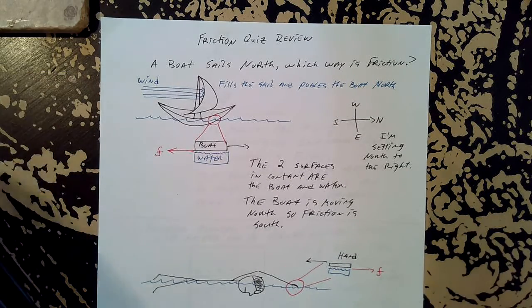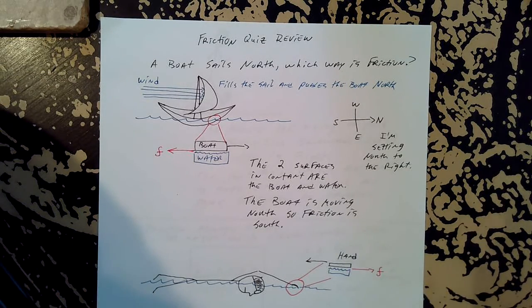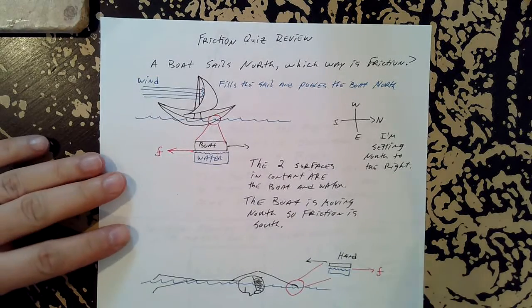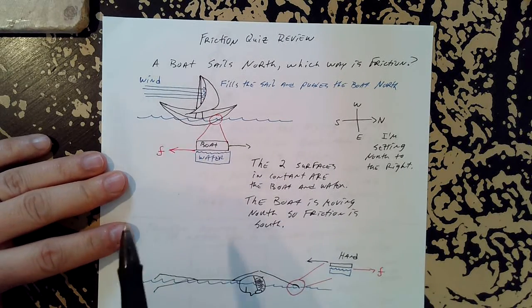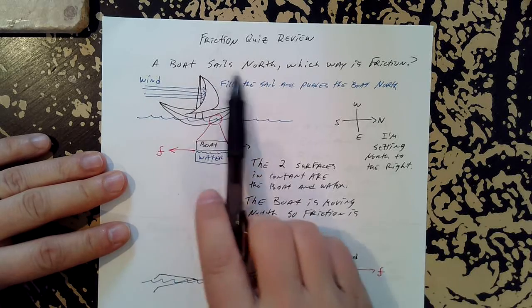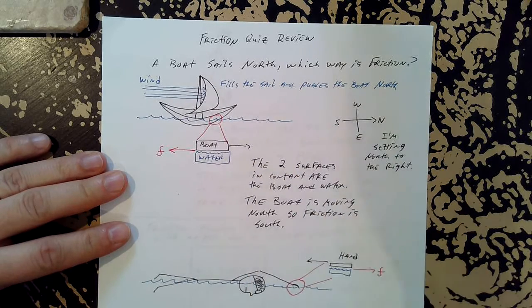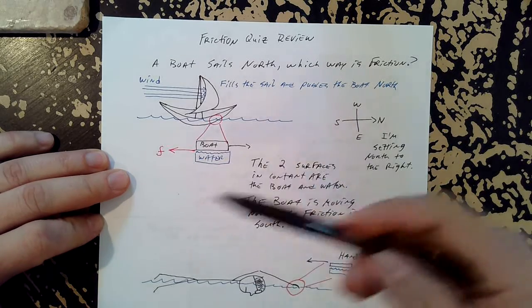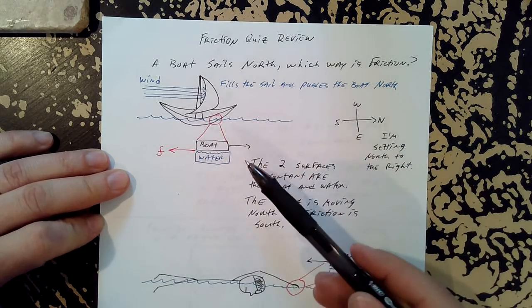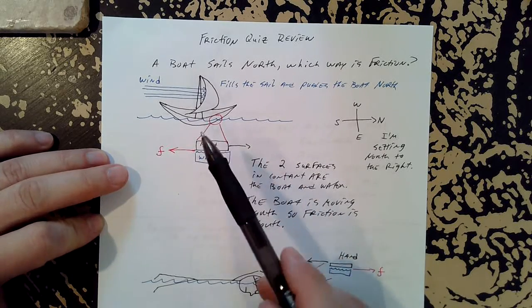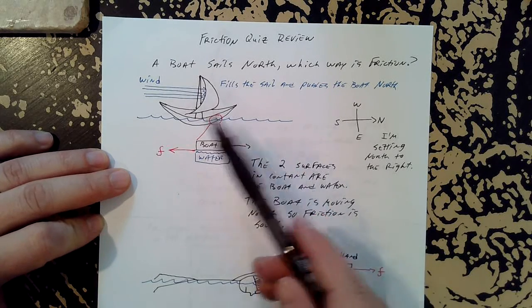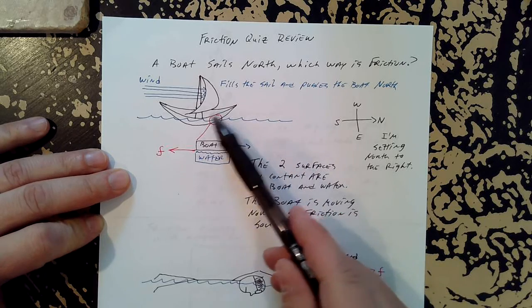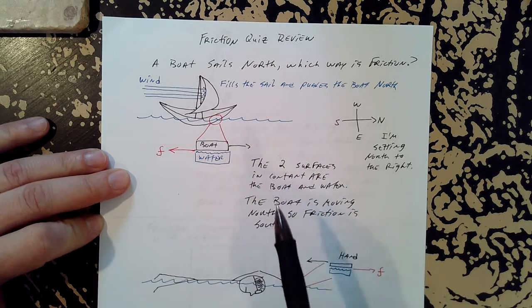Okay, I wanted to go over some of the friction points on the quiz that seemed to cause some problems and confusion. I want to start with the boat question, where it says a boat sails north, which way is friction? Some things we have to think about in these friction problems are where the force is that's causing the object to move, and then what's happening between the two surfaces.